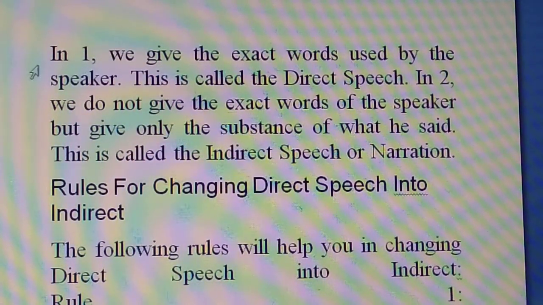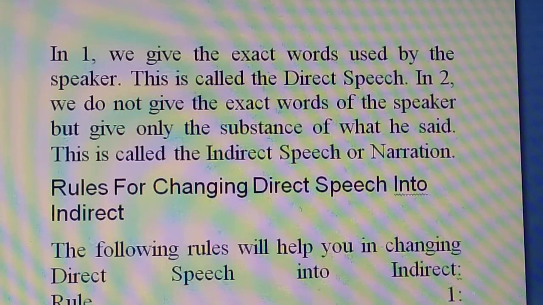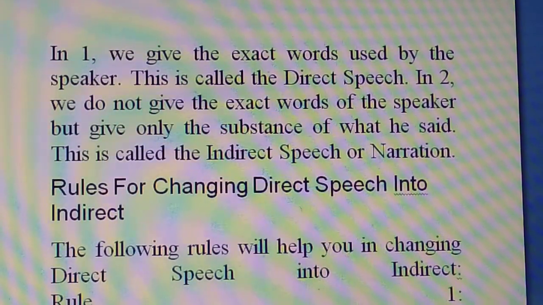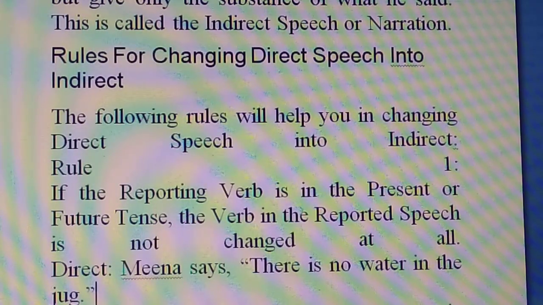In 1, we give the exact words used by the speaker. This is called the direct speech. In 2, we do not give the exact words of the speaker, but give only the substance of what he said. This is called the indirect speech or narration. Rules for changing direct speech into indirect. The following rules will help you in changing direct speech into indirect.